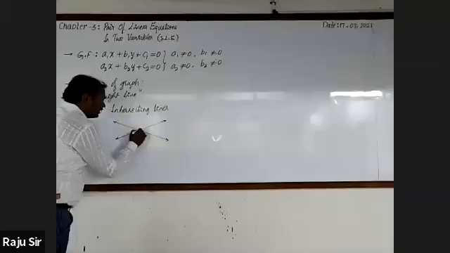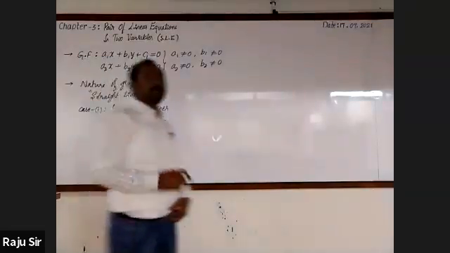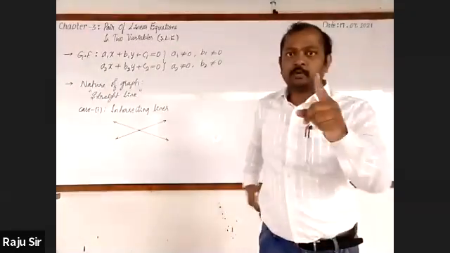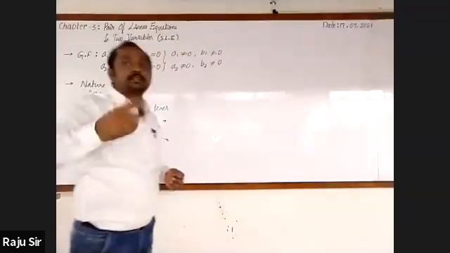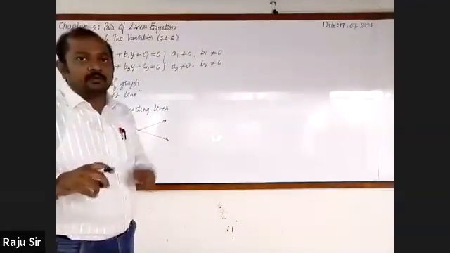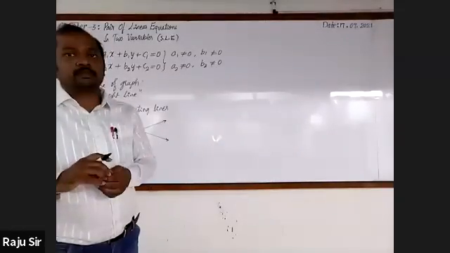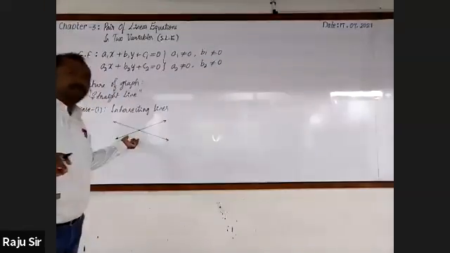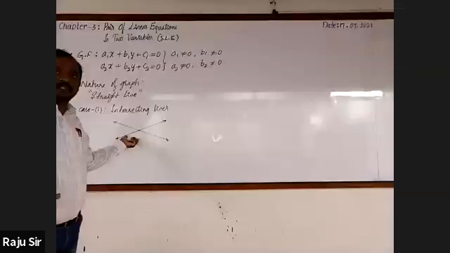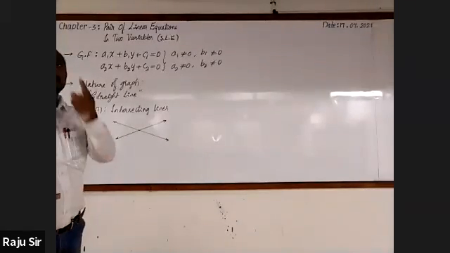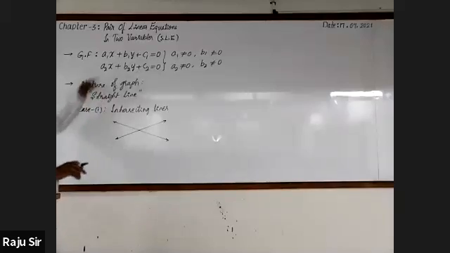Could you tell at how many points they will intersect each other? One point. Unique solution. Yes, only one solution, which is nothing but a unique solution. If the lines intersect each other, what conditions will be satisfied by the equations?